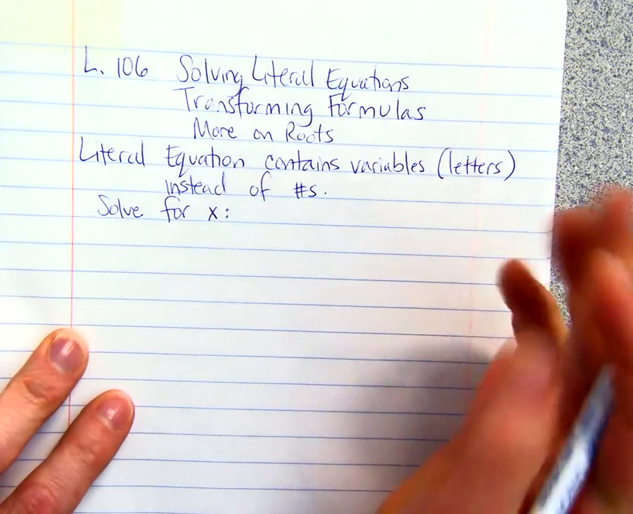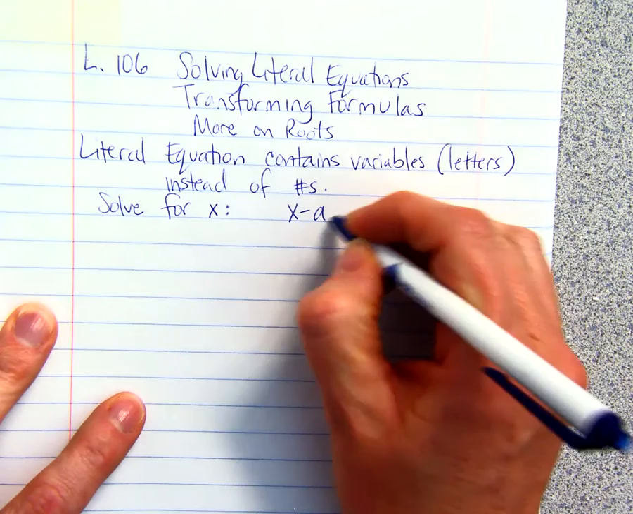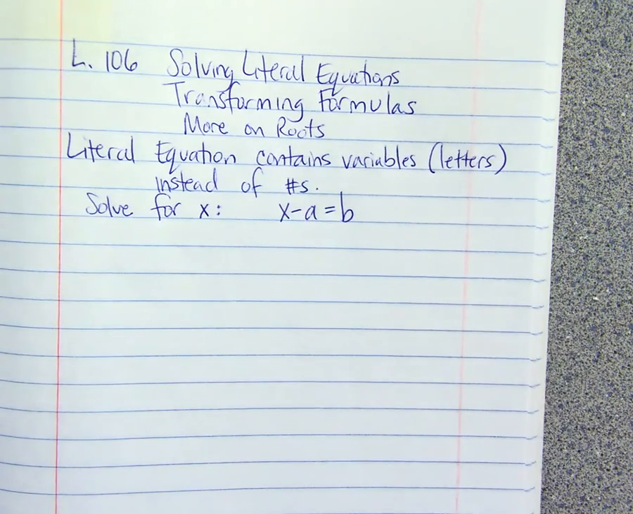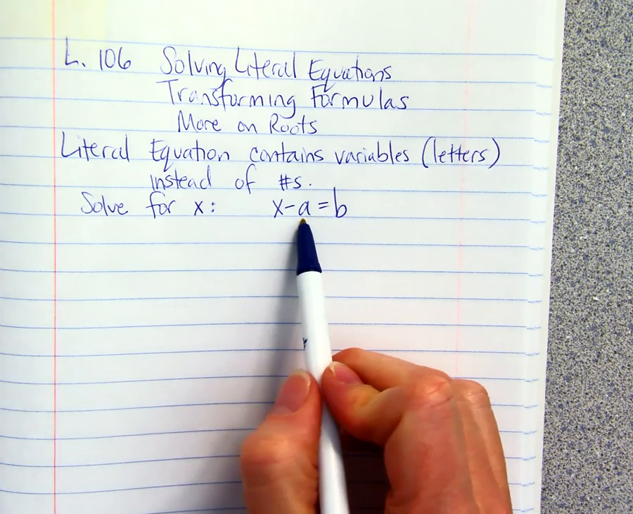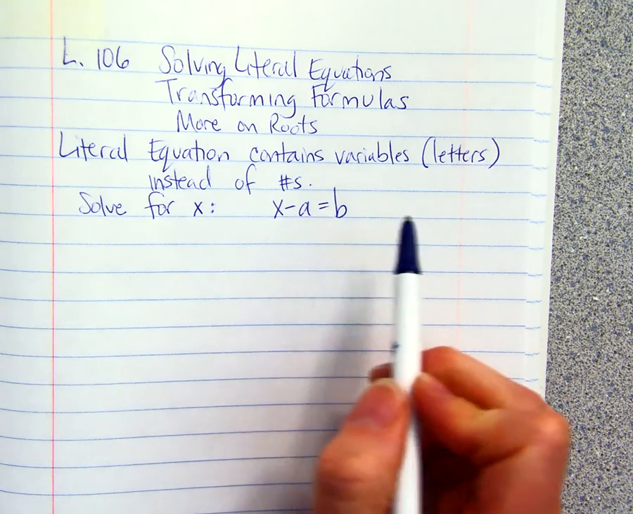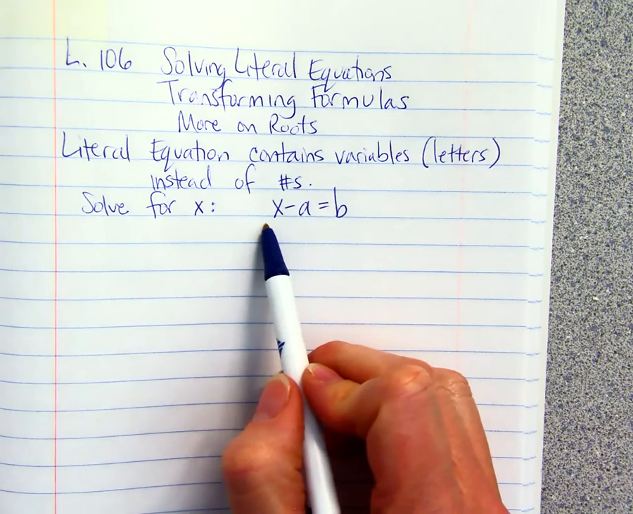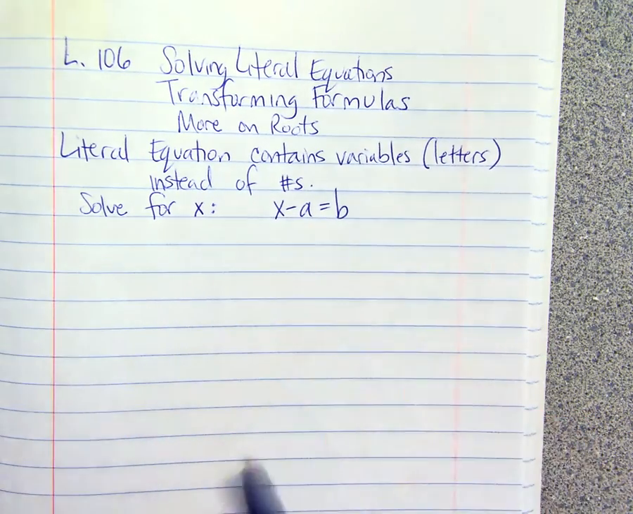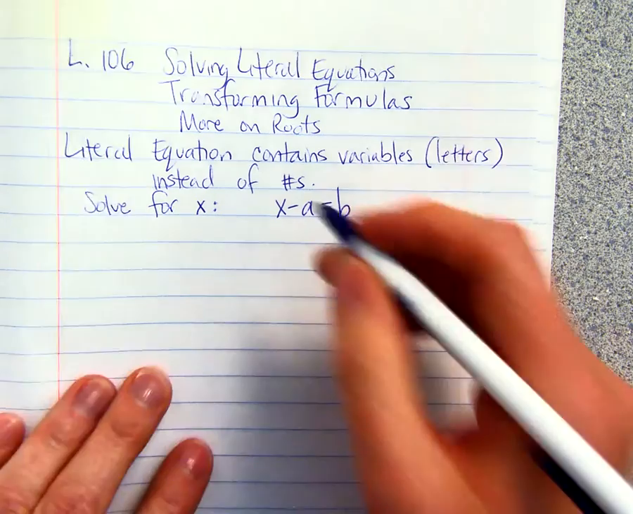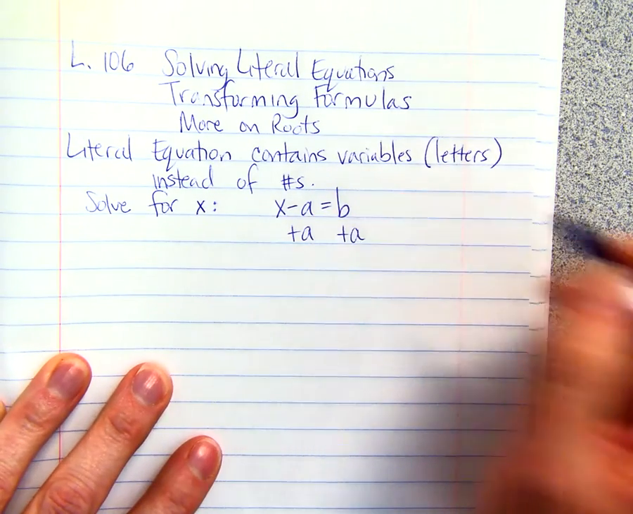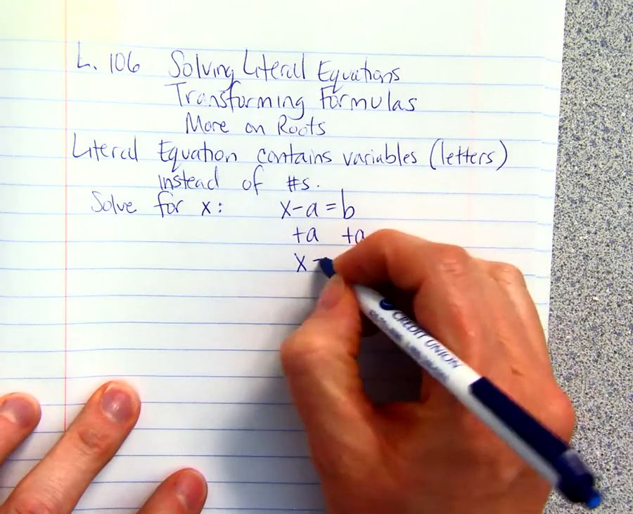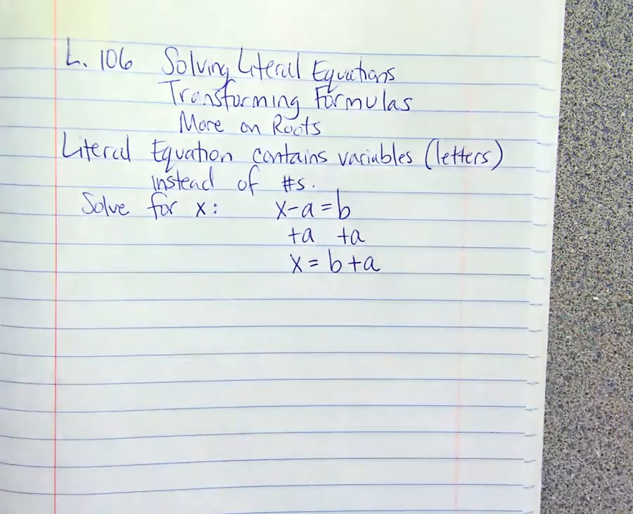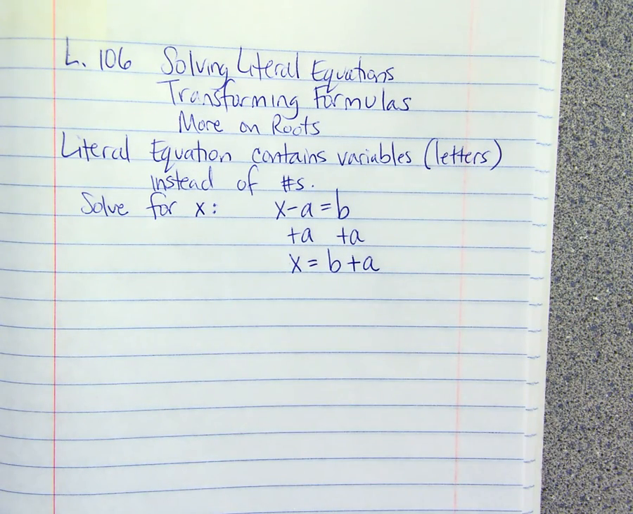So if we're told in this example, solve for x, x minus a equals b. We use all of the tools that we've used before to solve an equation. Even though a is a variable, we still want to add it to both sides so the x is by itself. If this were a number, we'd add it to the other side too. So we're going to add a to both sides. Now b and a are not like terms, so x equals b plus a. We can't combine them in any way except to add them with the plus sign.